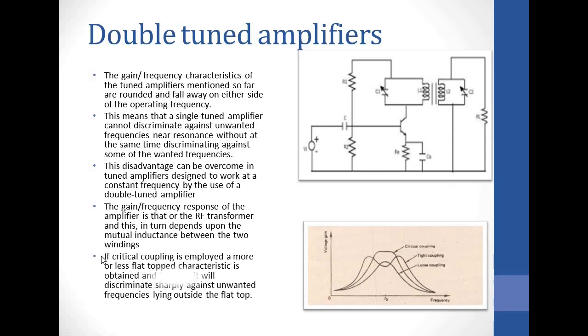So here, this is the most important point. If critical coupling is employed, a more or less flat top characteristic is obtained, meaning that all frequencies within the passband will have more or less the same gain for all those frequencies within the selectivity of the tuned circuit.